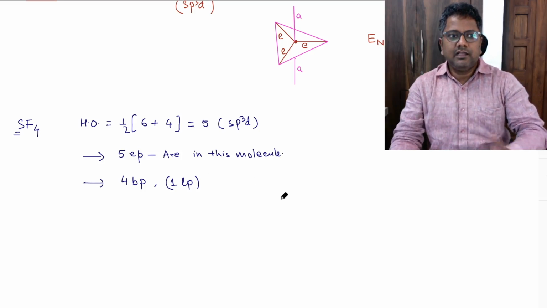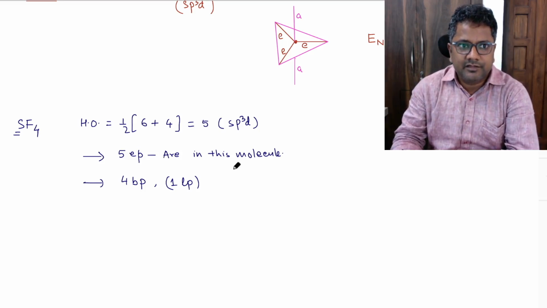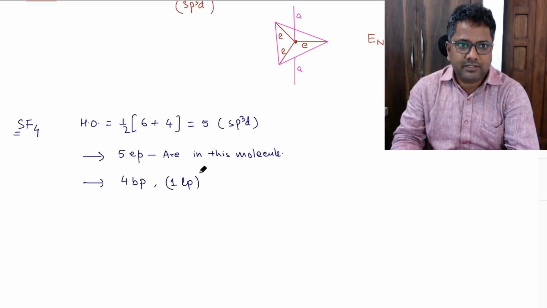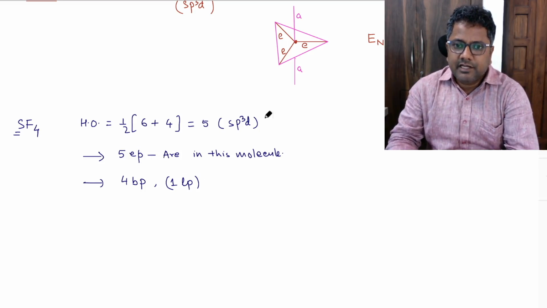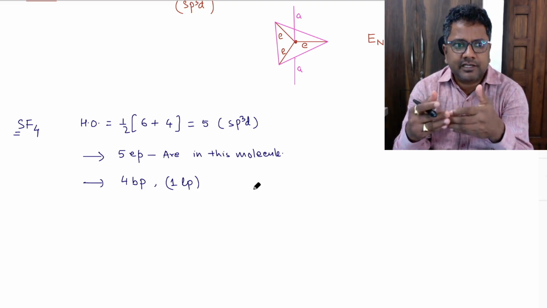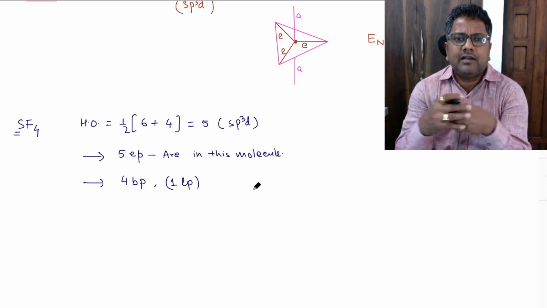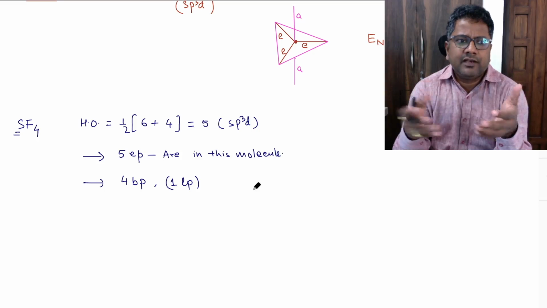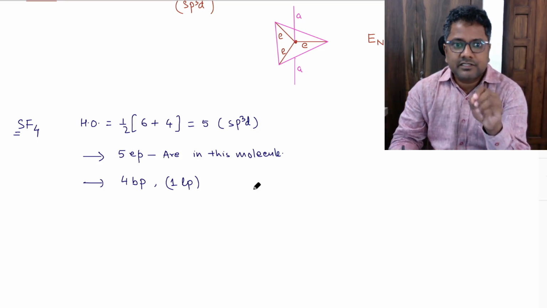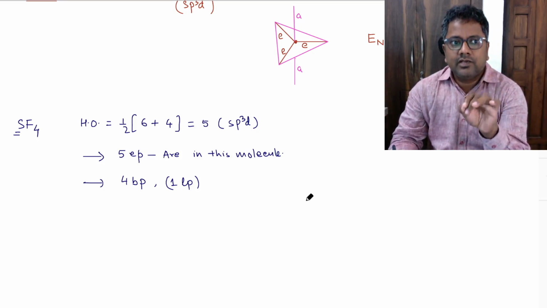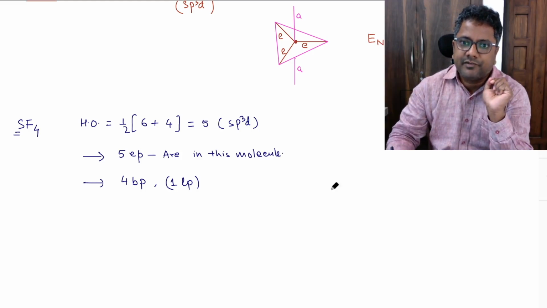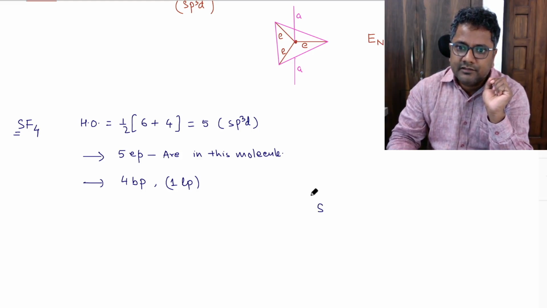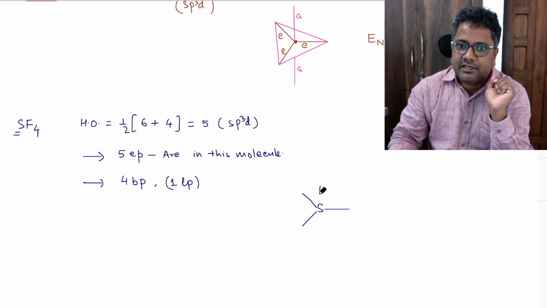Now see, again the situation here is different. How? This is a non-equivalent hybrid orbital. If it is the case of equivalent hybrid orbitals, then there is no problem. You can put the bond pair anywhere, the lone pair anywhere. But since it is the case of non-equivalent hybridization and hybrid orbitals, the situation is different. So put sulfur here, and you have two possibilities in this case.